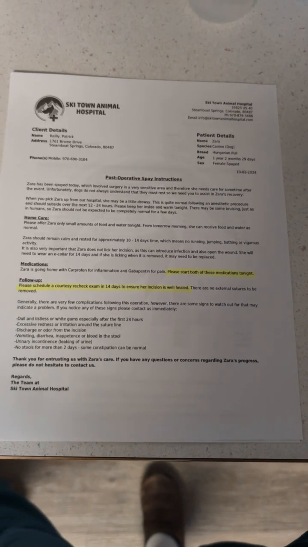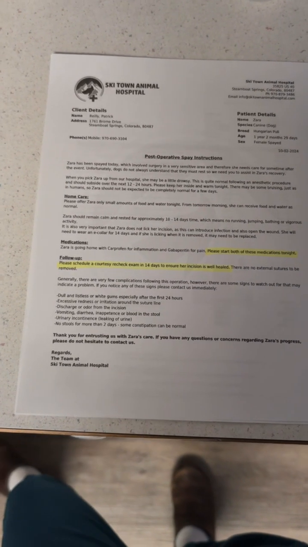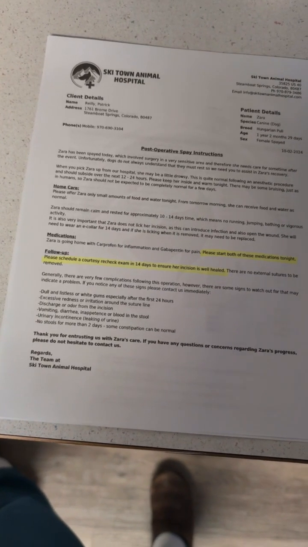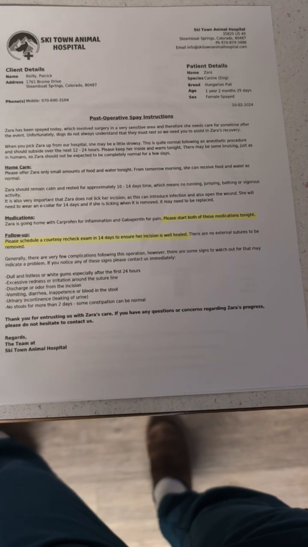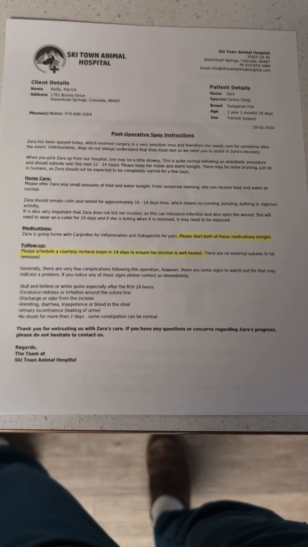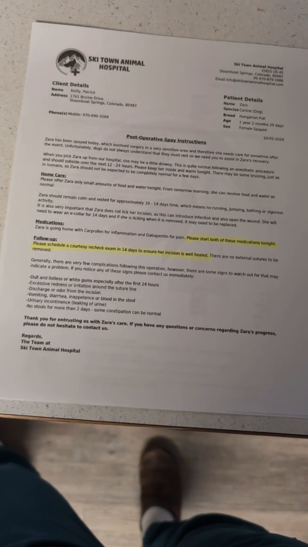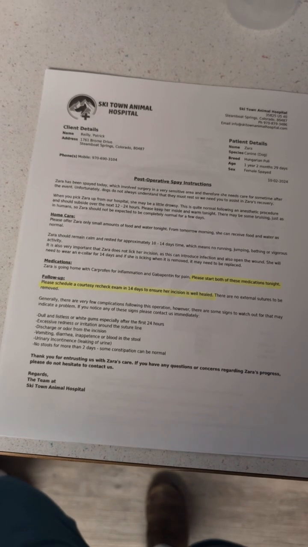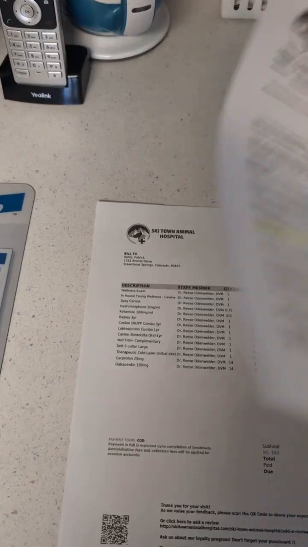However, here are some signs to watch out for that may indicate a problem. If you notice any of these signs, please contact us immediately. Dull and listless or white gums, especially after the first 24 hours. Excessive redness or irritation around the suture line. Discharge or odor from the incision, vomiting, diarrhea, inappetence, or blood in the stool, urinary incontinence, or no stools for more than 2 days. Some constipation can be normal. And then we'll include that with the invoice as well.